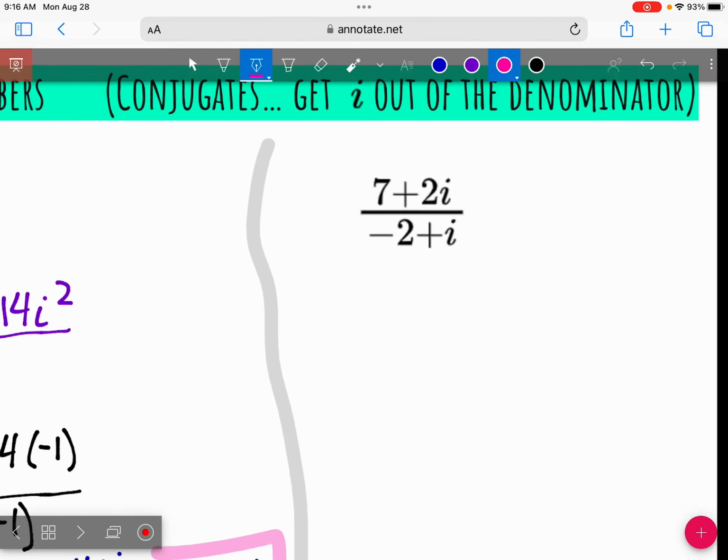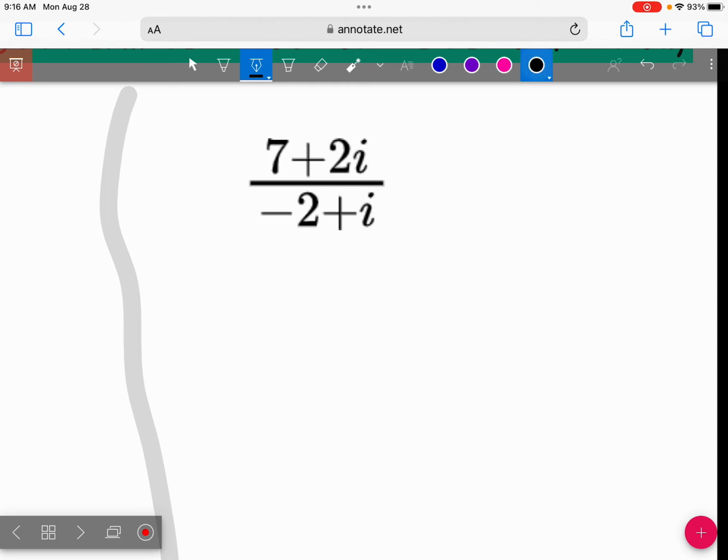All right. So then we're going to do the conjugate here. We're going to have our -2 minus i, -2 minus i. And it's okay to do it just like that. You can also rearrange it if you don't like that -2 being in front. I don't care though.